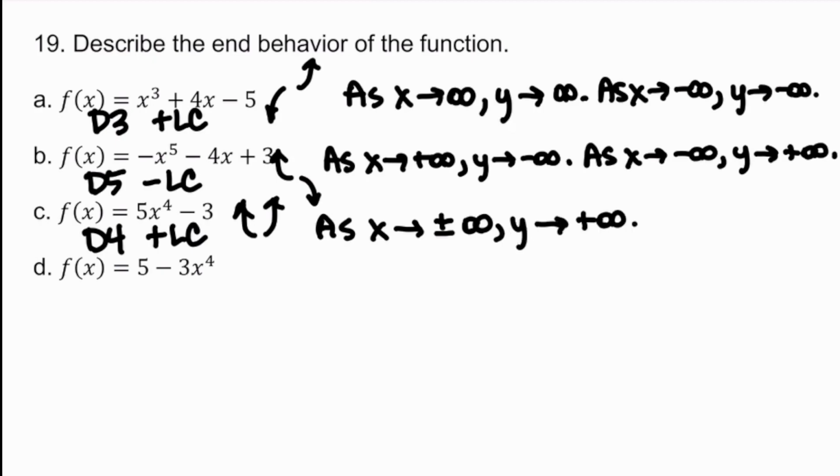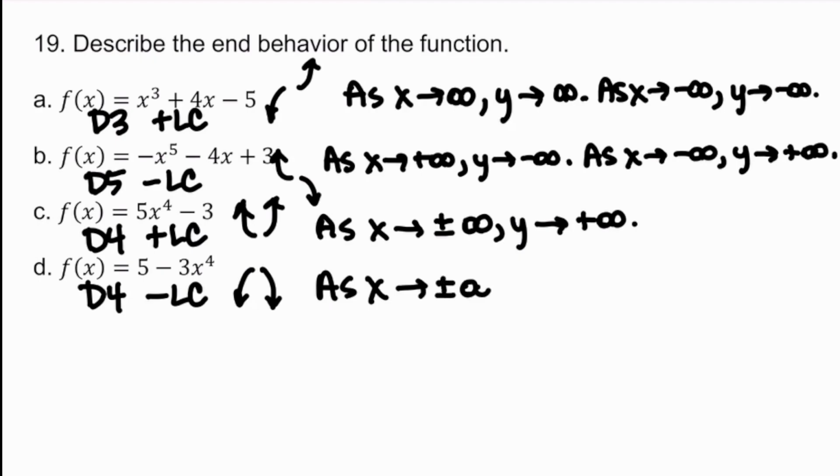Okay, I bet since I've got 4, this one's going to be the opposite. Yep, degree even, leading coefficient negative, so it's going to look like y equals negative x squared. So as x approaches positive or negative infinity, y is going to approach negative infinity. And that would be kind of like all 4 of the end behavior type situations we might run into in Algebra 2 for a polynomial.